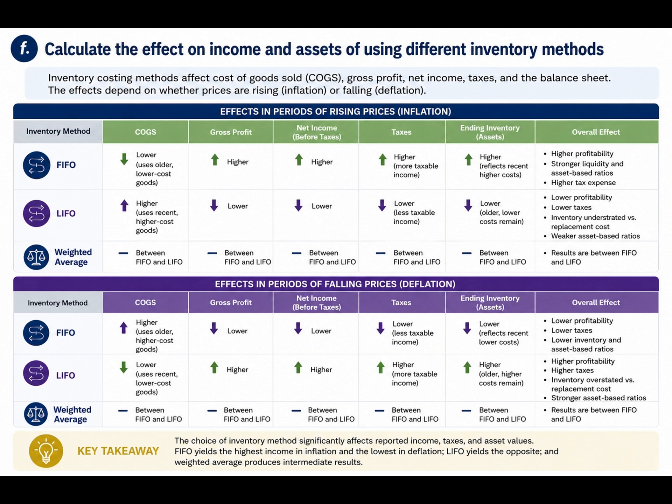Weighted average produces results between FIFO and LIFO. It moderates the impact of price changes on income and asset valuation. In deflationary environments, the effects reverse. FIFO produces lower income, while LIFO produces higher income.